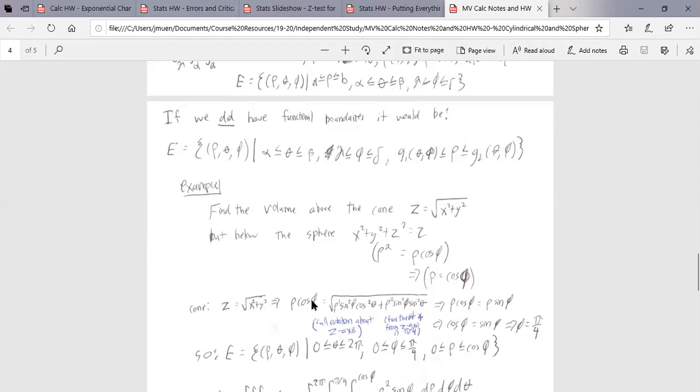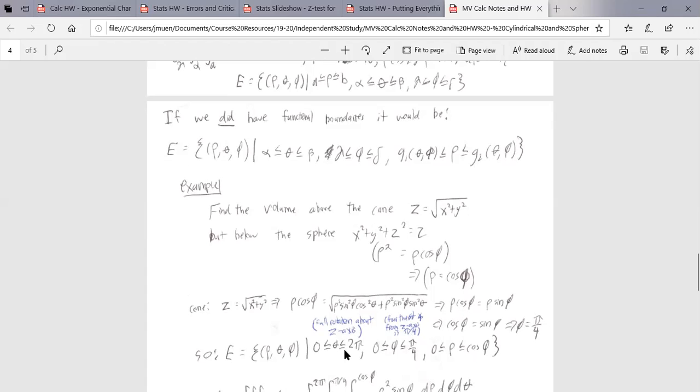Rather than just kind of knowing what this cone looks like, you can actually perform the arithmetic here, convert to spherical, and then actually see what goes on. You get rho cosine phi equals rho sine phi. Cosine and sine are only equal, from 0 to pi, at pi over 4. So that must be the boundary for phi. And obviously phi starts at 0 because we're looking at the region in positive z.